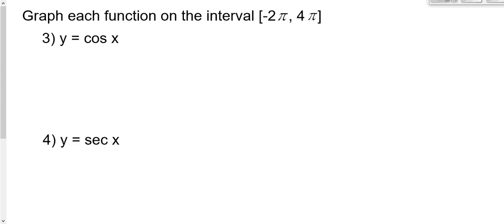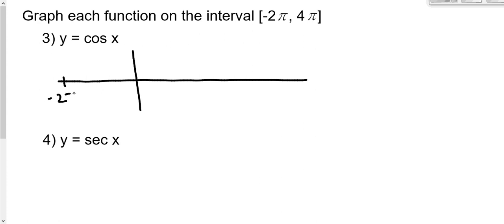Now let's do the same kind of thing for numbers 3 and 4. Cosine. Here's negative 2 pi. Here's 2 pi. Here's 4 pi. Height of 1, height of negative 1. Split those intervals into 4 equal chunks.